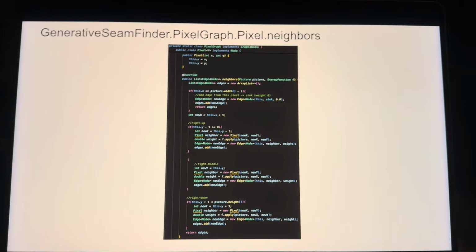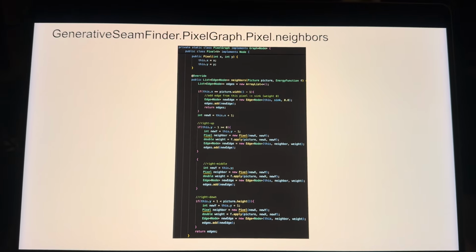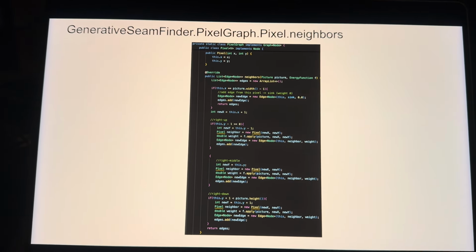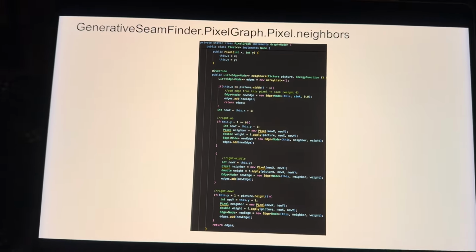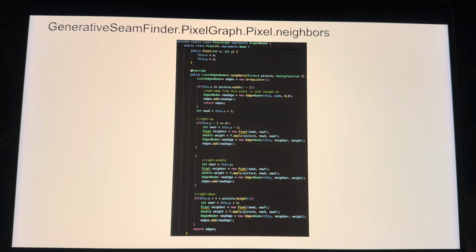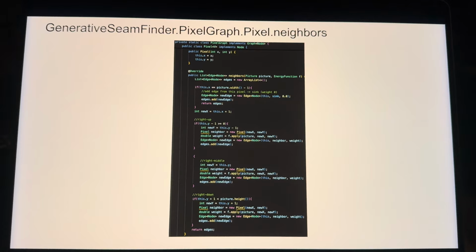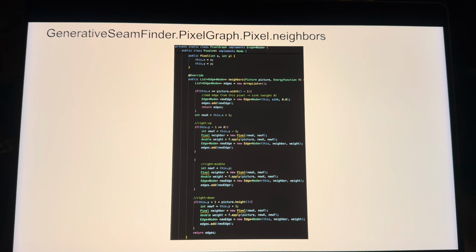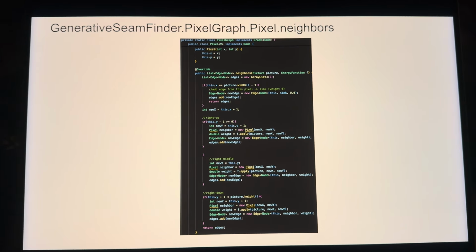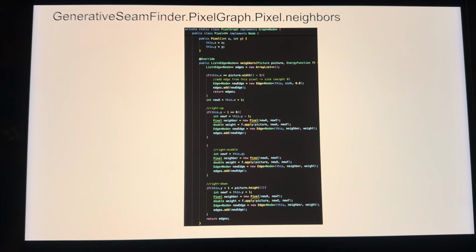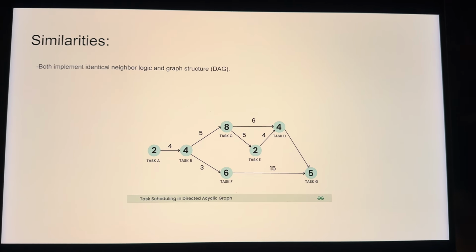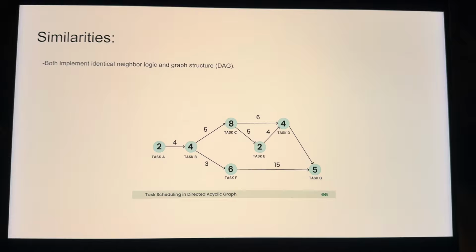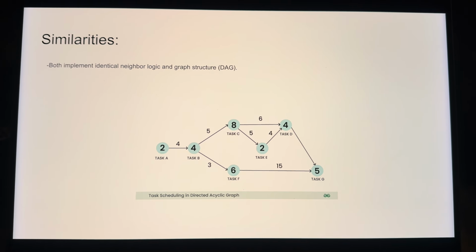Now, of course, these two things have a lot of similarities. One of them I just discussed, which was the neighbors computation, the neighbors logic. The second similarity was that they both follow the same DAG structure, meaning that they're both directed acyclic graphs. So yeah, those are the two main differences or similarities. We can see that right here. So they follow this same kind of graph, not this one exactly, but this particular one.